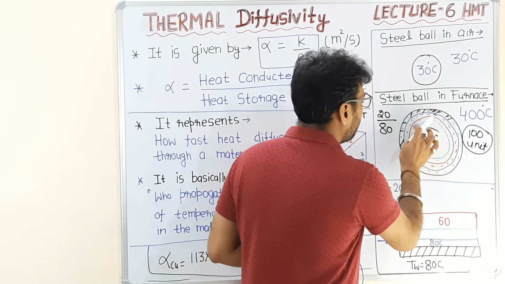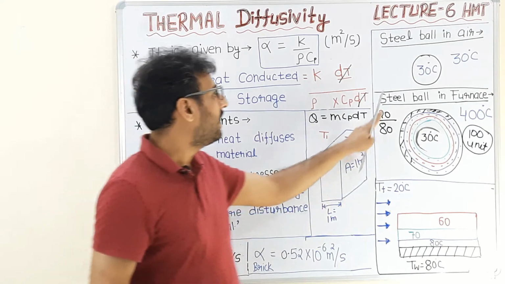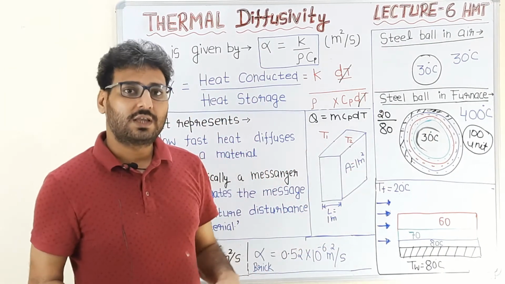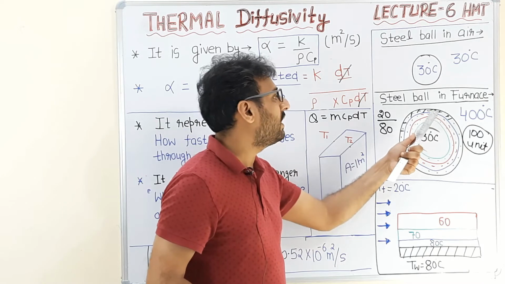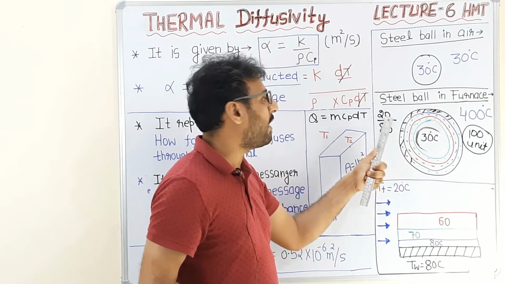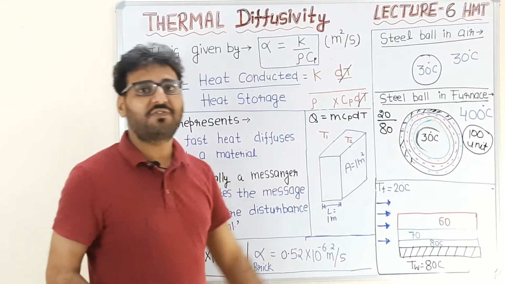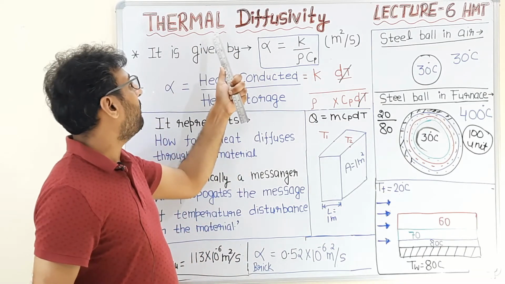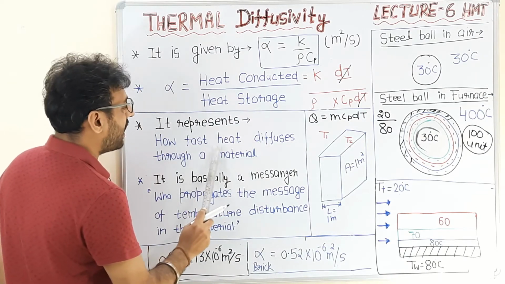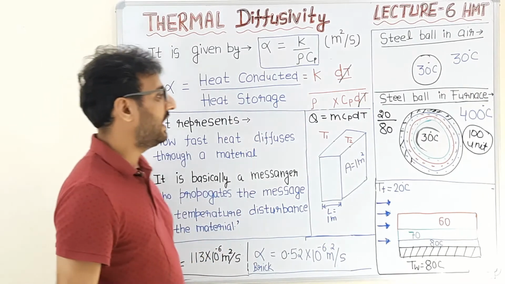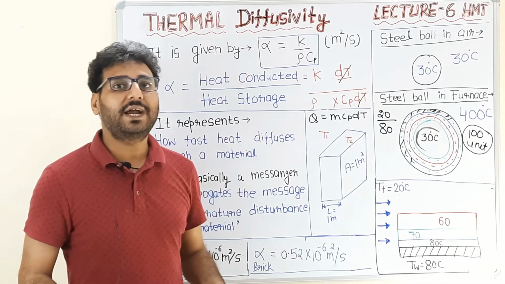Now the layer of the substance at the core will remain at its initial temperature, which is 30 degrees centigrade, because no heat will reach it. The major portion of the heat is absorbed, stored by the outer layers of the substance to increase their temperature, and very little heat is conducted to the central part of the ball. So this is the physical significance of the parameter thermal diffusivity. It shows how fast heat diffuses through a material, and this parameter is basically useful in transient heat conduction.